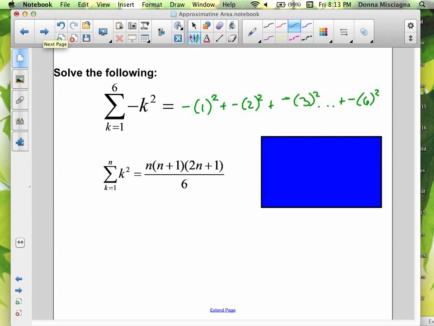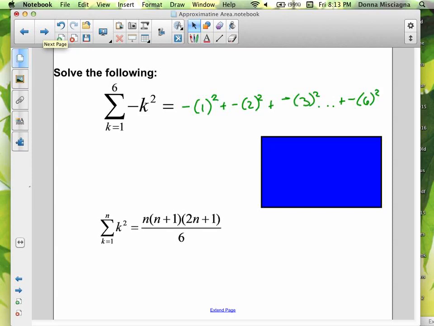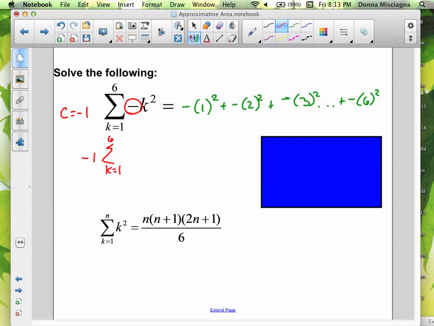Or we could use this formula as a little bit of assistance here. Now, if you notice, there's a common constant here, right? We have a c equals negative 1. So one thing we could do is factor that out. So we have the negative 1 in front, and then we're finding the sum of these 6 terms, and now we do just have k squared. So to find the sum of the first 6 integers squared, we could use the formula down here, and then we'll just multiply by negative 1.